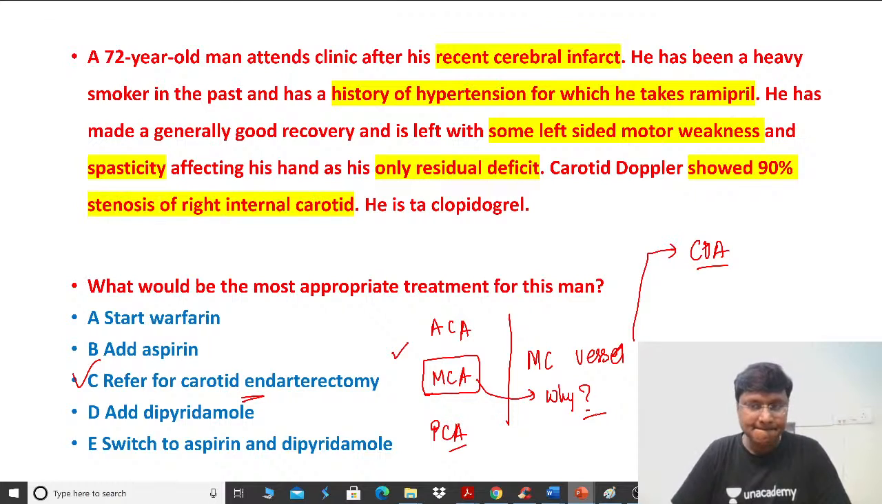Anyone? Can anyone tell me why middle cerebral artery is most commonly affected in the development of cerebrovascular accidents, compared to your ACA and as well as PCA? Yes, who will be the first person to answer?